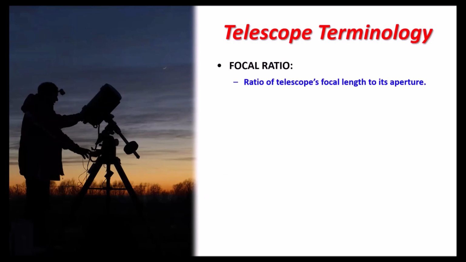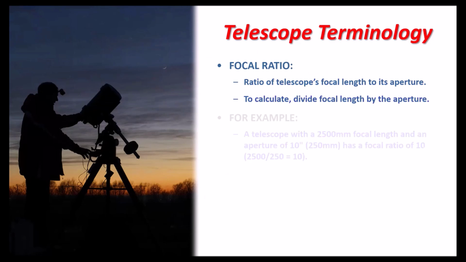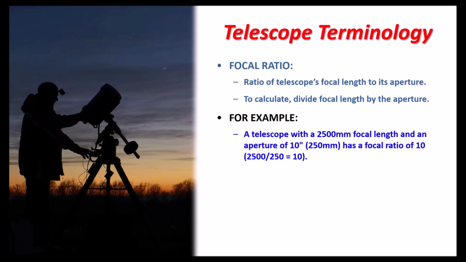Okay, so focal ratio, this is what I thought we weren't going to talk about, but focal ratio, it's really more relevant to the next lecture on astrophotography, but the focal ratio can be a good shorthand to describe the focal length of your telescope as well. So obviously the focal ratio is the ratio of a telescope's focal length to its aperture. So obviously, to calculate it, you divide the focal length by the aperture. So a telescope with, again, a 2,500 millimeter focal length and an aperture of 10 inches or 250 millimeters, see, isn't the metric system wonderful? 0.25 meters, 25 centimeters, 250 millimeters, has a focal ratio of 10.